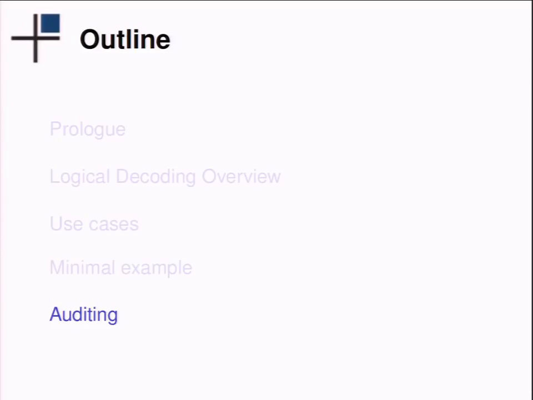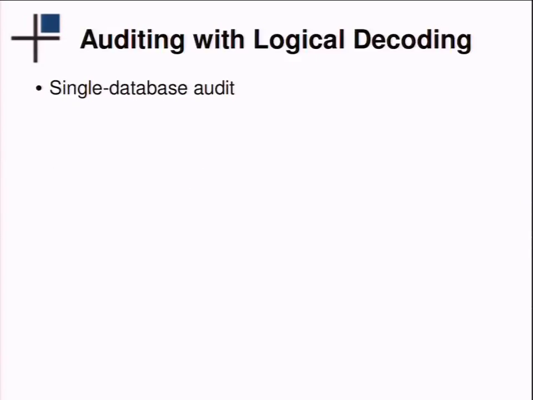So now that we've explained logical decoding with some examples, how do we do auditing with this functionality? Actually, how much of auditing can we do with logical decoding? First of all, we do single database audit. It's not actually a limitation, but it's one peculiarity of this system. If you have 50 databases, you must apply this technique 50 times, once to each database.